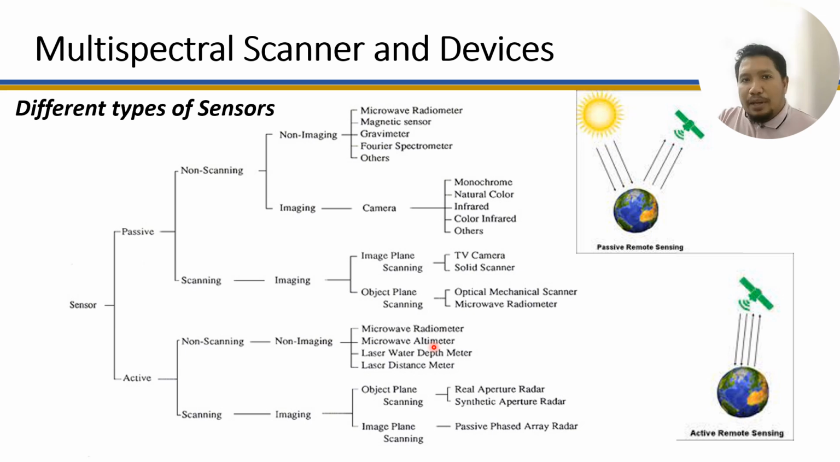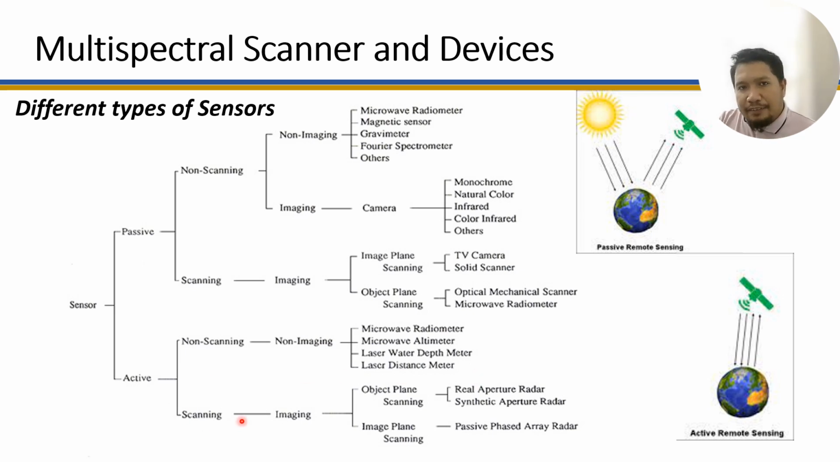For example, it has microwave radiometers, like what we discussed in the non-imaging over here. We also have the microwave altimeter, which measures altitude by calculating the time it takes for the microwave pulse to return. And then we have the laser water depth meter to measure water depth using a laser pulse. And then we have the laser distance meter, which measures the distance to an object using a laser pulse.